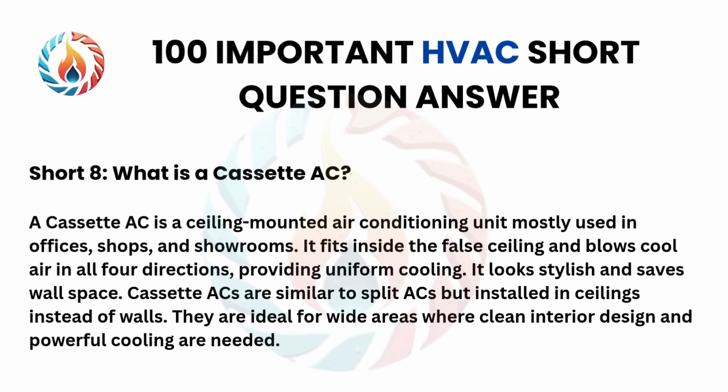Short 8. What is a cassette AC? A cassette AC is a ceiling-mounted air conditioning unit, mostly used in offices, shops, and showrooms. It fits inside the false ceiling and blows cool air in all 4 directions, providing uniform cooling. It looks stylish and saves wall space. Cassette ACs are similar to split ACs, but installed in ceilings instead of walls. They are ideal for wide areas where clean interior design and powerful cooling are needed.